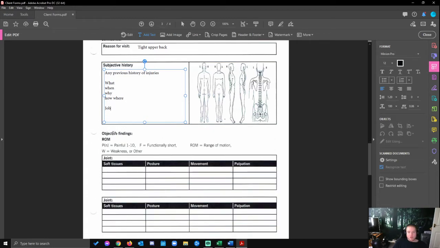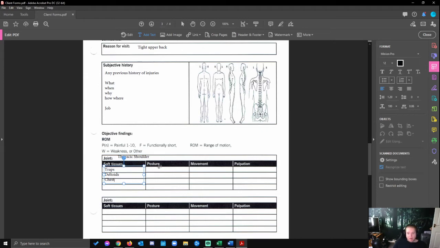Now we get on to objective findings. Where it says joint, all we're going to do here is put in the closest joint to the area that we plan on working. We've said tight upper back, so let's say thoracic, part of the spine, and also the shoulder joint, because they're going to be the two main areas we're probably going to be looking at working around. And then under soft tissues, list the muscles that you plan on looking at. So we're going to say traps, deltoids. If they're slouching, potentially we'll throw in chest as well.